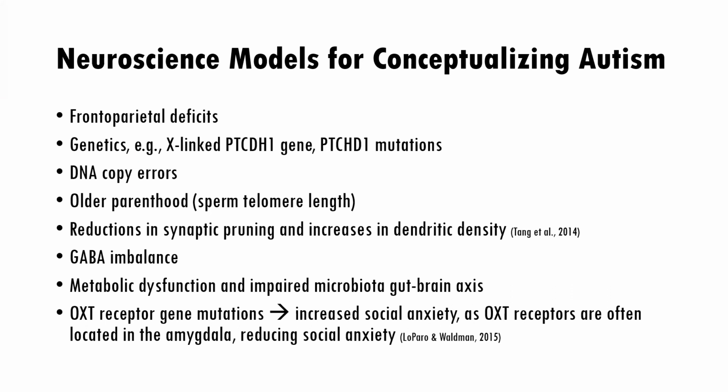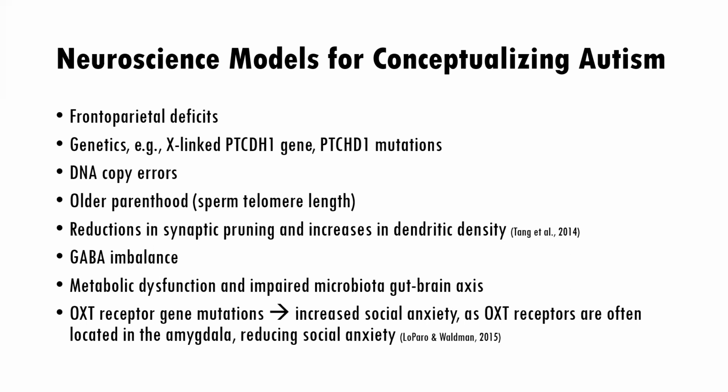Genetics, there are some genetic codes that are linked to autism. As you may know, with any mental disorder, there is no one gene. There tends to be a network or series of genes that together seem to have a greater correlation with autism or other diagnoses. DNA copy errors. The way this works is DNA gets copied when cells divide, and sometimes there are copy errors, and those copy errors create problems. Older adulthood, sperm telomere length, we'll actually talk about this in just a minute. Reductions in synaptic pruning and increases in dendritic density. It's very interesting as a finding. We'll talk about that as well in a minute.